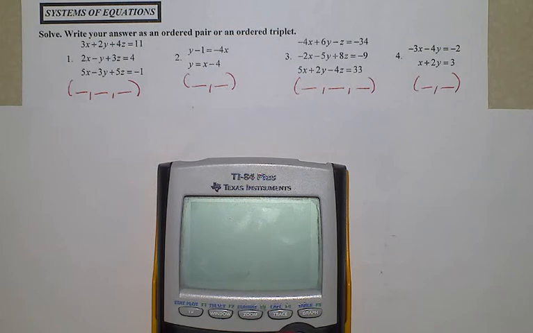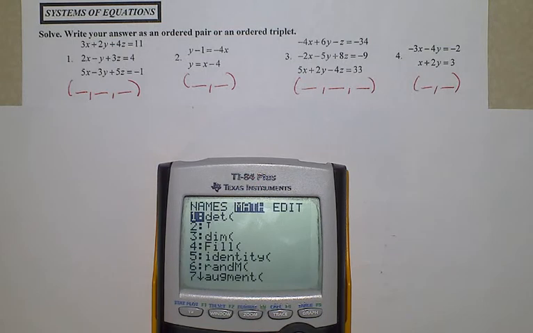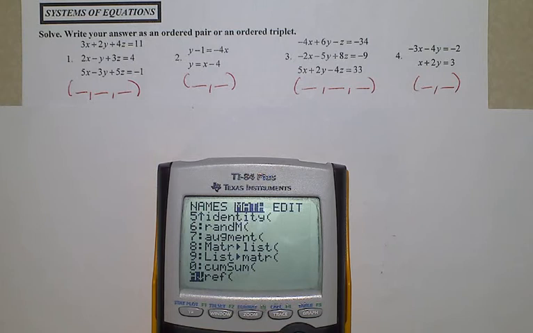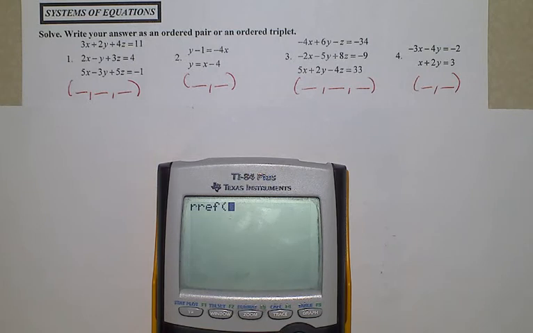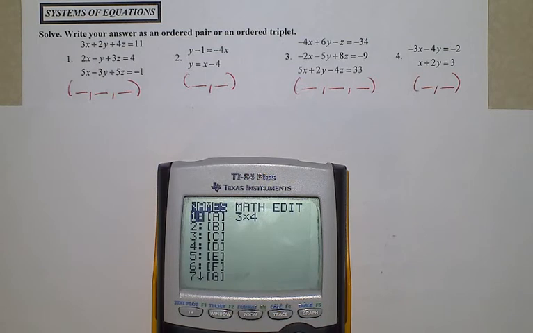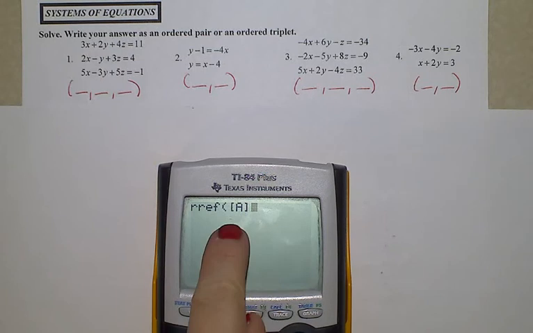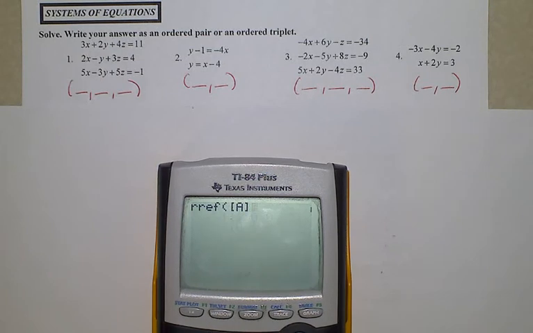Then second matrix, go over to the math, and now scroll down until you find RREF. Row reduced echelon form is what it stands for. Press enter 1 time. Now we need to go back and grab that matrix that we just created. So second matrix, the matrix we created is already highlighted. I'm going to press enter once to put it in this position, and now I press it 1 more time. And I have the answers.